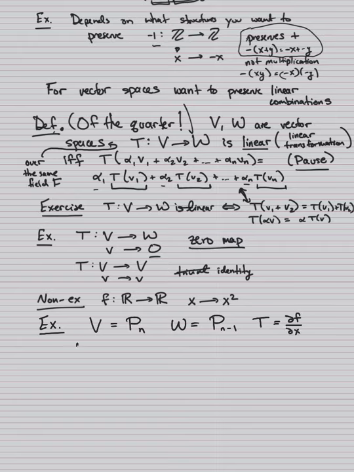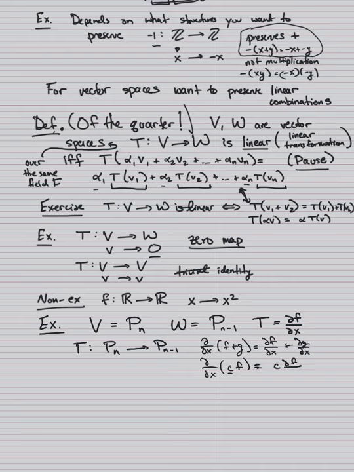Okay. Then what I get is T is a transformation from polynomials of degree at most n to polynomials of degree n minus 1, and it's linear. So we know that the derivative of f plus g is the sum of the derivatives, and the derivative of a scalar multiple is equal to c times the derivative.